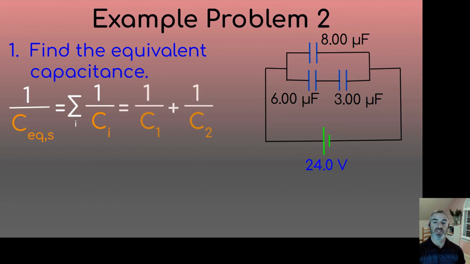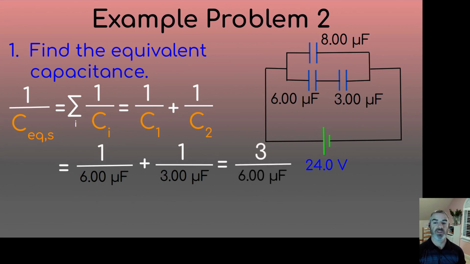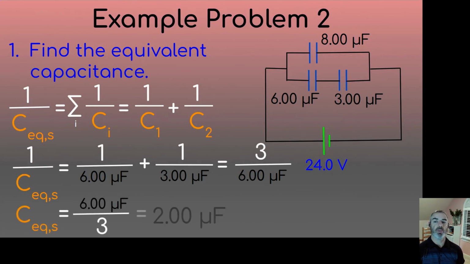So we're going to do 1 over C1 plus 1 over C2, so 1 over 6 microfarads plus 1 over 3 microfarads gives us 3 over 6 microfarads. Notice the units are in the denominator, so we have to flip it to find 6 microfarads divided by 3, which gives us 2 microfarads. So now we have 2 capacitors set up in parallel.